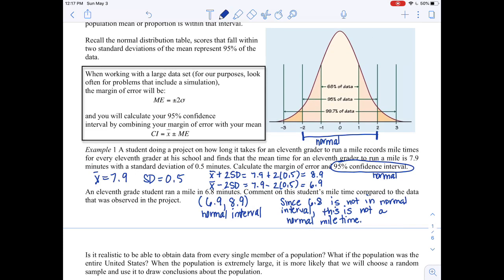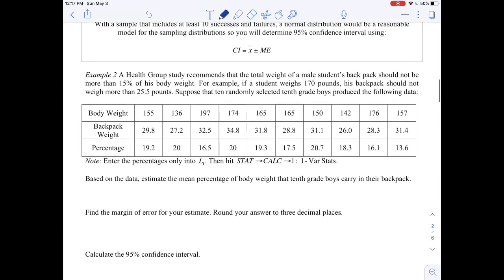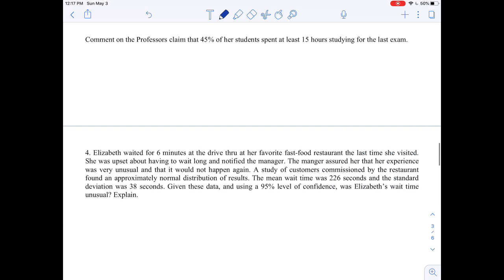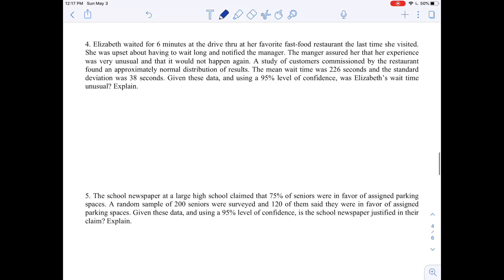Now, this is technically talking about population data. There's a whole thing about sample data, but I feel like this part gets kind of confusing, and we want to try to, again, keep it as simple as possible. So you're going to make a normal interval by doing mean plus 2 standard deviations, mean minus 2 standard deviations. That's how you're going to make your normal interval.